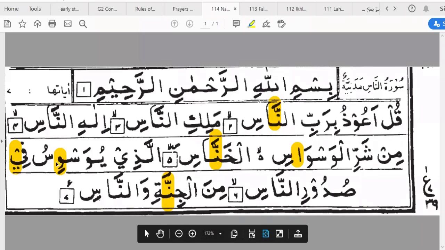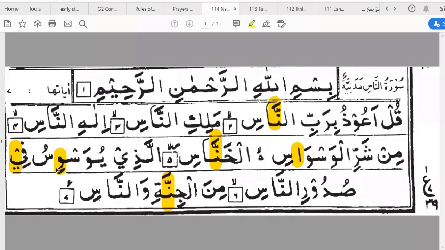Over here, what you did was that you read a wrong stroke. So instead of reading yuwasvisu, you made the sound of a fatha stroke, yuwaswasu. So try and focus on the strokes. Try reading the correct strokes. I know it could be because you're nervous or something, but that was just one time. So that was one of your mistakes.